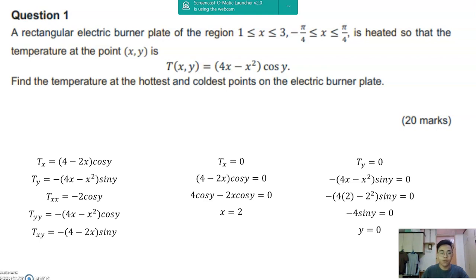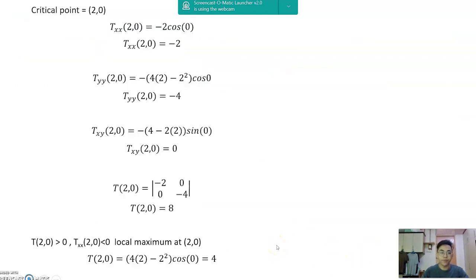Before we start, first we need to find the derivatives of temperature with respect to x, y, xx, yy, and xy. So this is the answer for the derivatives of temperature. In order to find the critical point, the derivatives of temperature with respect to x and y must equal 0. By using the substitution method, we find that x is equal to 2 and y equal to 0. So this is the critical point.